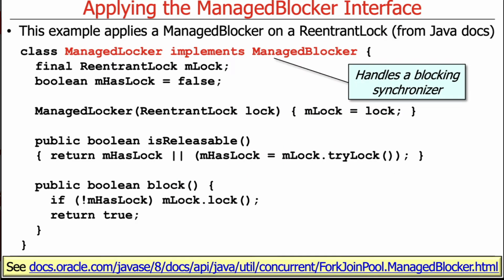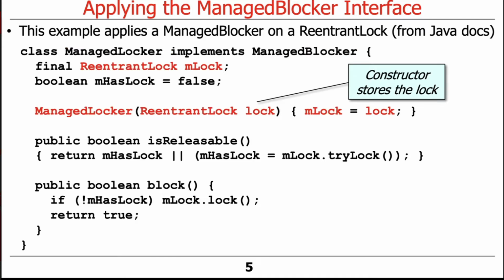These examples come straight out of the Java documentation on ManagedBlocker, but the documentation doesn't walk through the examples line by line like I'm about to and provide more context, which I'm also about to do. So if you go here and take a look at this interface documentation, you'll see these examples. The first example has something called a ManagedBlocker, which implements ManagedBlocker, and it's going to handle a blocking synchronizer like a lock. You could use a semaphore here too.